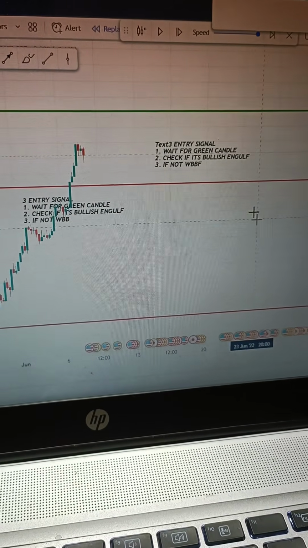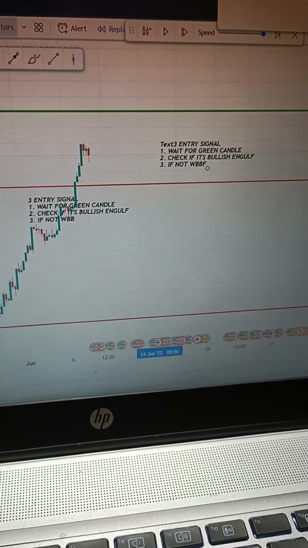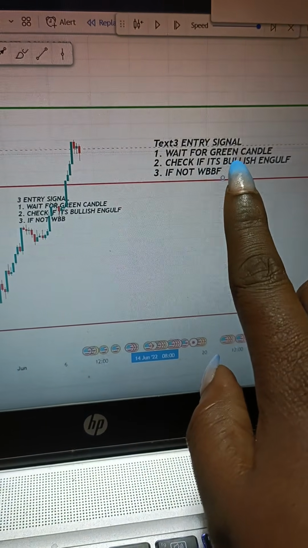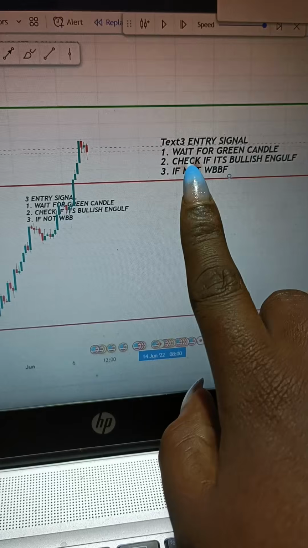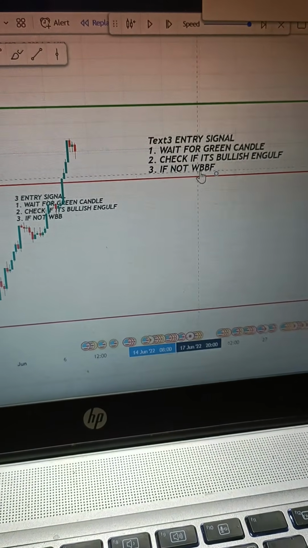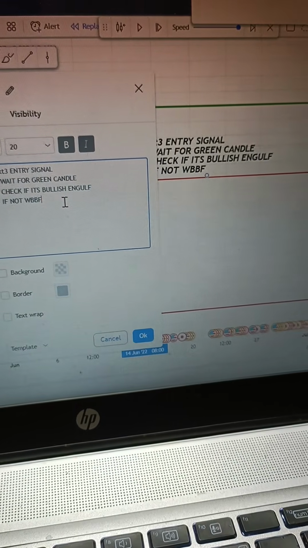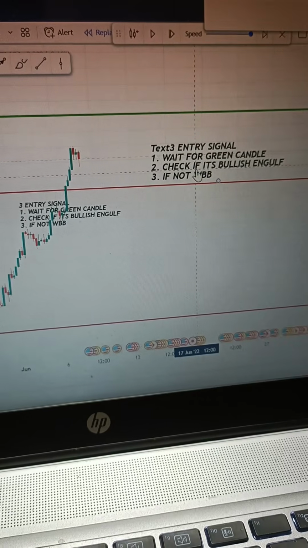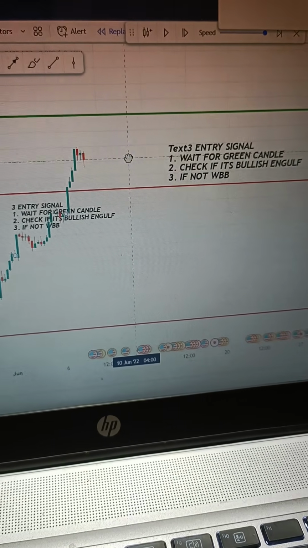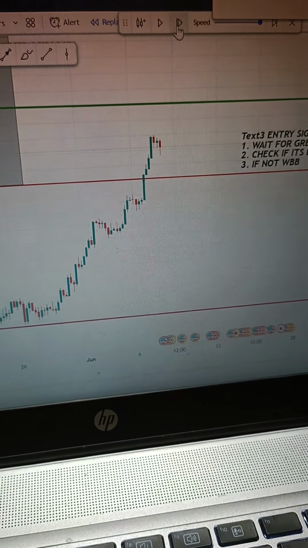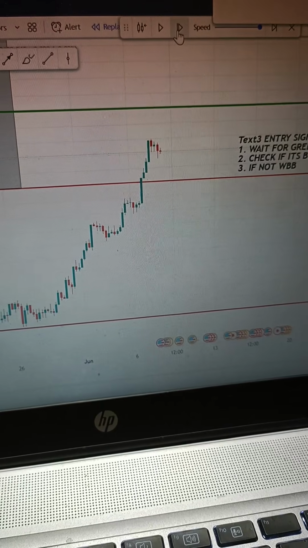The first rule is very clear. I have written it here. The first rule of entry is wait for a green candle to form. The second one, check if it is a bullish engulfing. If not, WBB. So that's what you do. WBB is what you do if the candle is not engulfing. So we can see here that the red candles are forming, so we are waiting for a green candle to appear to see what happens.